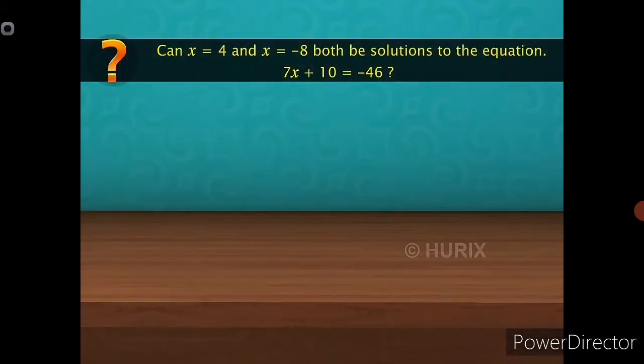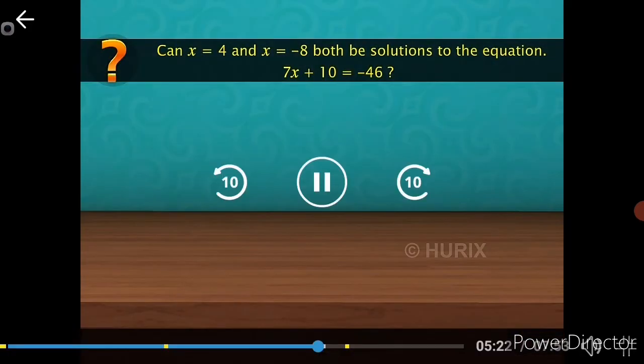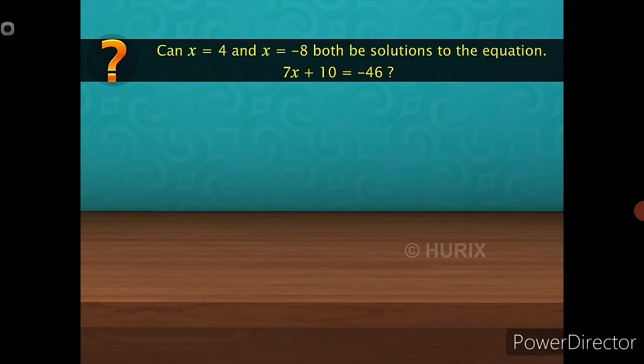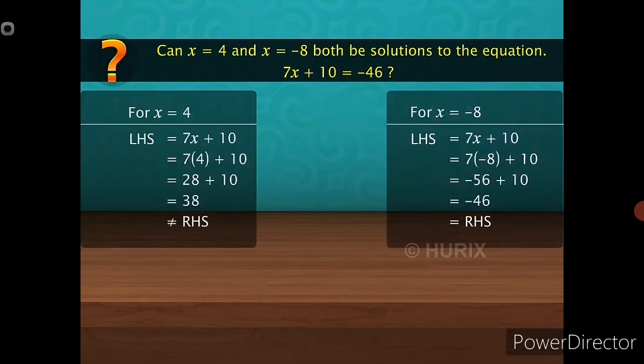Can a simple equation have more than one solution? For example, can x equal to 4 and x equal to -8 both be solutions to the given equation? A simple equation can have one and only one solution. In this case, x equal to -8 is the solution.